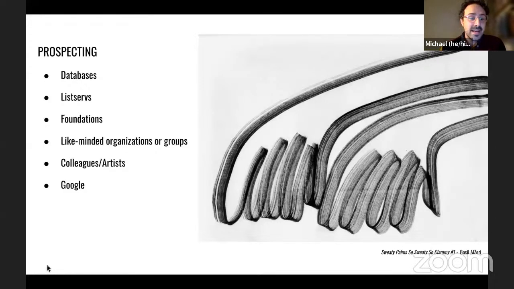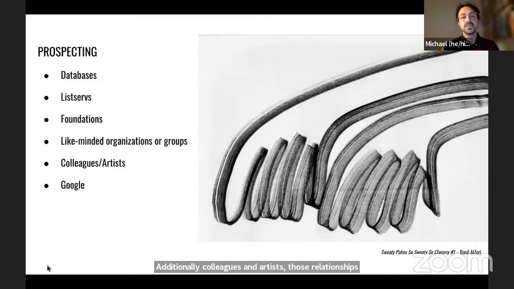Additionally, colleagues and artists. Those relationships you already have are perhaps the most crucial prospecting resource already at your fingertips. So consider reaching out to colleagues, acquaintances, other artists or mentors, just to ask if they know of any upcoming grants you should consider. Try to adopt an abundance mindset here and view your colleagues and fellow artists as collaborators instead of competitors.